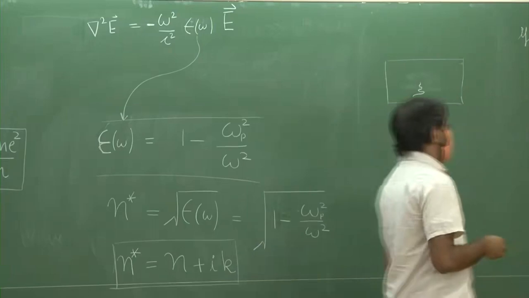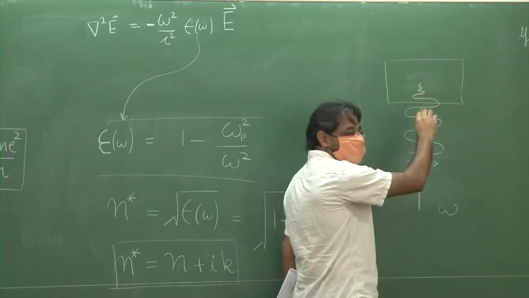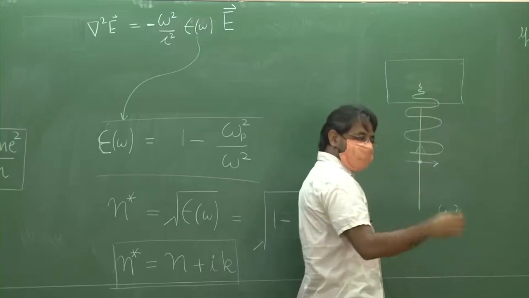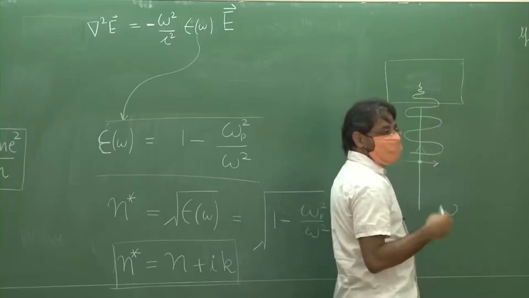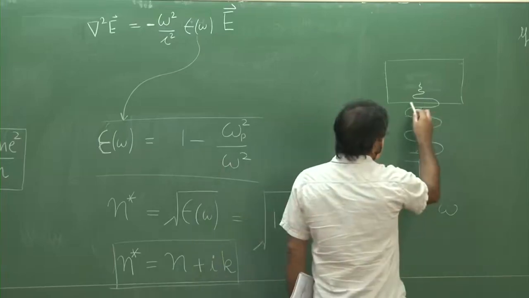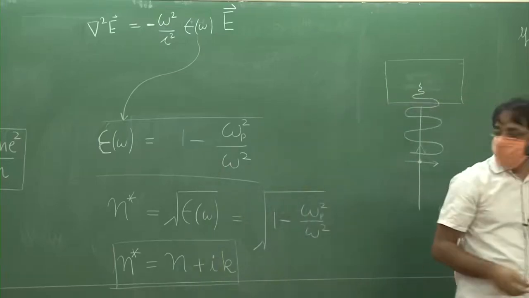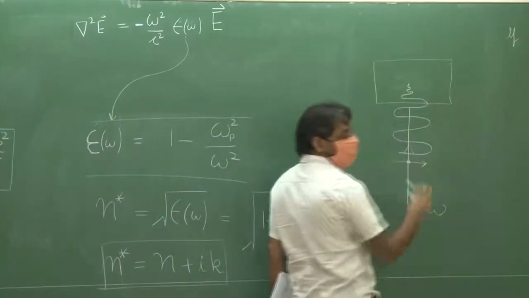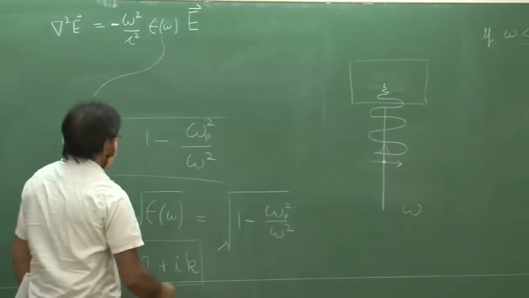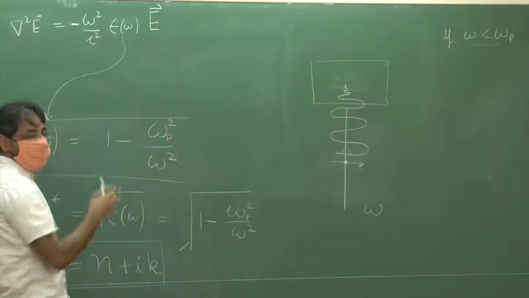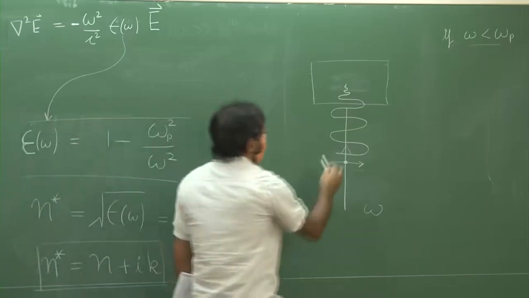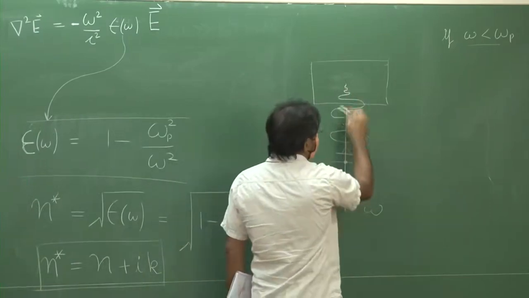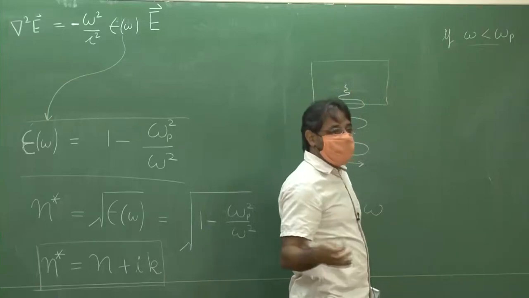And if omega is 0, then it won't penetrate anywhere. If it is a DC field, the surface charges will just neutralize the electric field inside. As you go on increasing omega, this penetration depth will also increase, right? And omega p is the cutoff. When your omega is equal to omega p, this penetration will almost extend to the whole length. And when omega is greater than omega p, then you have oscillatory solutions inside the metallic slab. So the electromagnetic wave will just go through. And if you assume the refractive index to be 1, the electromagnetic wave will go through it as if nothing is there, right?